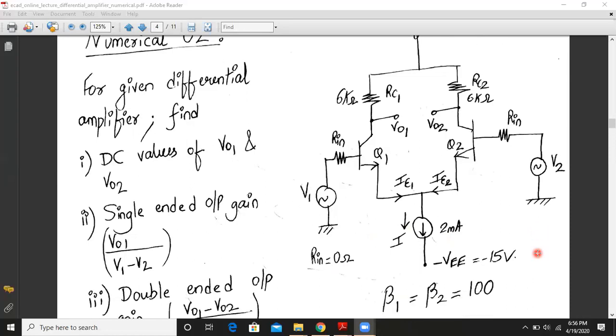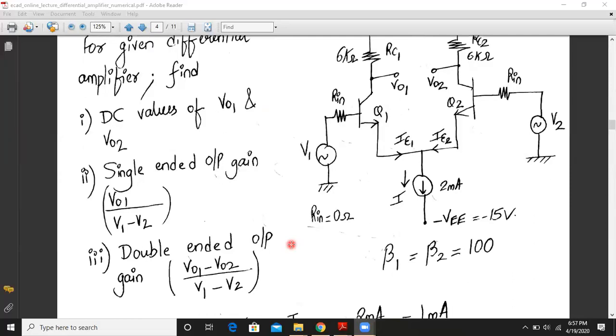So the question is, for the given differential amplifier, find number one, the DC values of VO1 and VO2. So we have to find the DC values of VO1 and VO2. Indirectly they are asking us to find the collector voltage, the voltage at this node over here, and the DC voltage at this node over here. That is nothing but VC1 and VC2. So the DC values of VO1 and VO2 are nothing but VC1 and VC2.